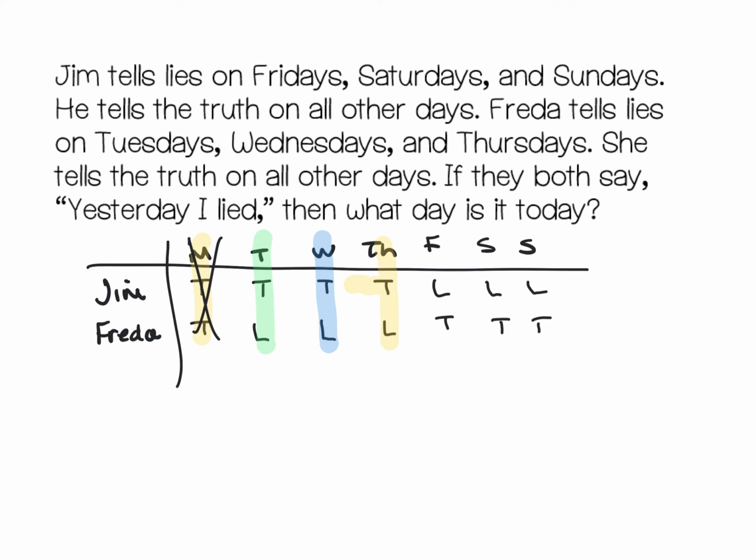Let's go to Friday. "Yesterday I lied." Today is Friday, so Jim has to lie today. He's telling a lie, meaning he told the truth yesterday. Okay, so that one's good. Now let's check Frida. Frida has to tell the truth today on Friday. She said, "yesterday I lied," and she has to tell the truth about it. Well, notice yesterday she did tell lies. So today must be Friday.